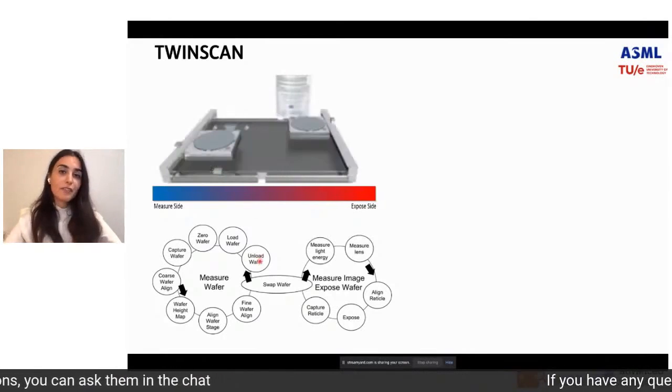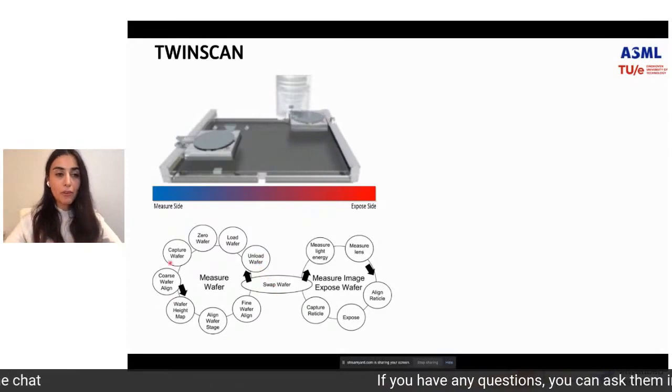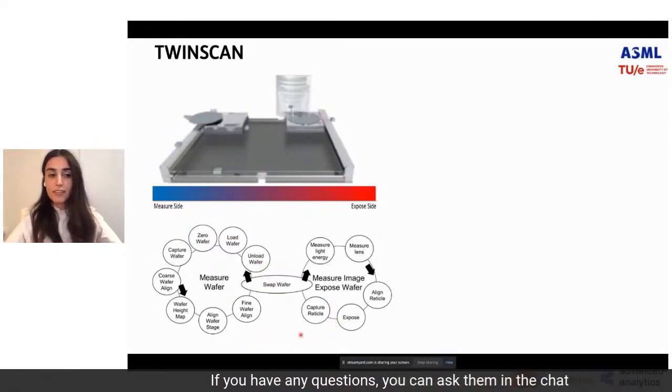This is a really simplified version of what is going on there, but the components are basically as you can see in this diagram.